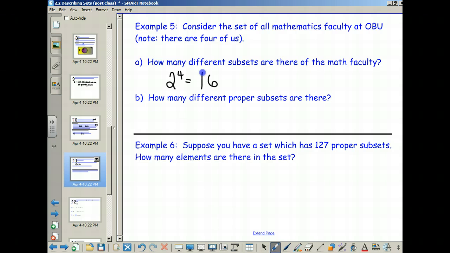All right. So this would be a subset of 1. Very exciting. We also could have a subset of nobody, so there's nobody out there talking to nobody. That would be okay too. So how many different proper subsets are there? 15. You just take one off.